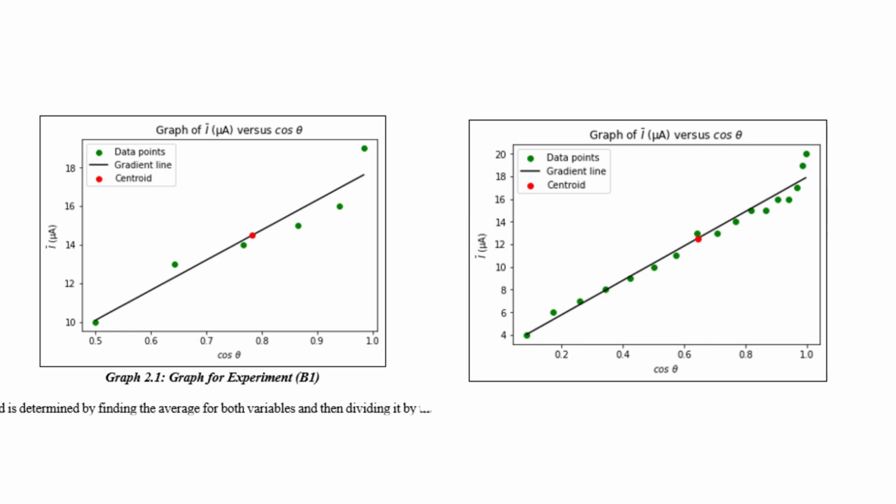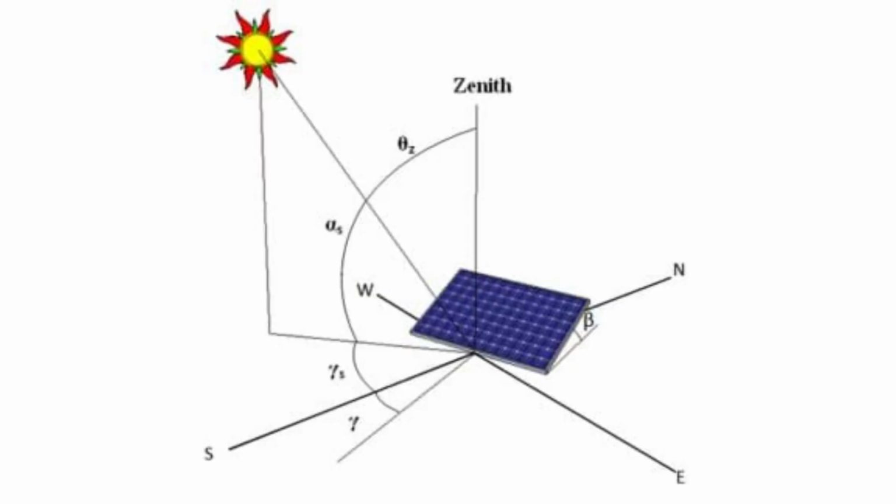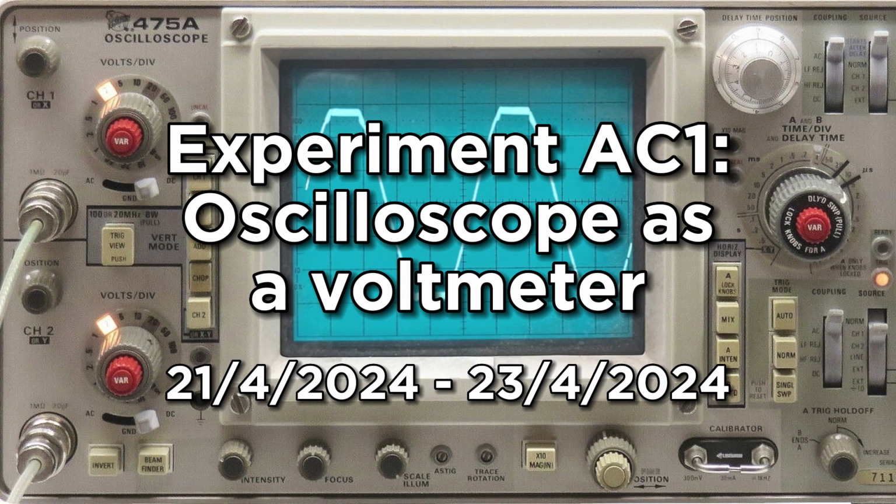To conclude, the current is proportional to the cosine of the angle of incidence. From what I observed, not all angles of incidence are valid. The light can't reach the photovoltaic cell if the angle between them is above 90 degrees clockwise or anti-clockwise, hence producing no current flow. For the last experiment, which is AC1, oscilloscope as a voltmeter.